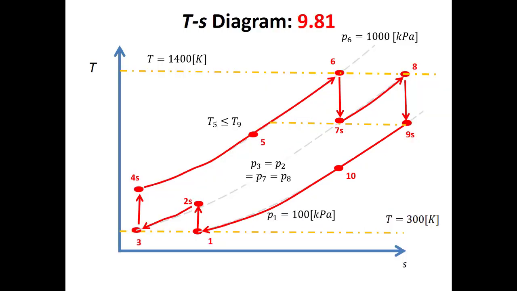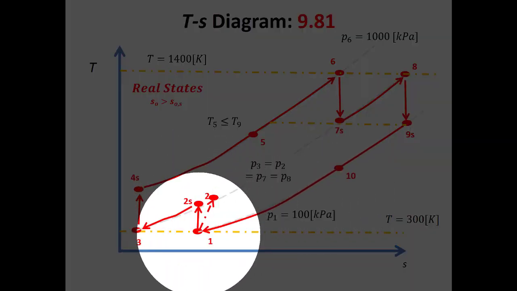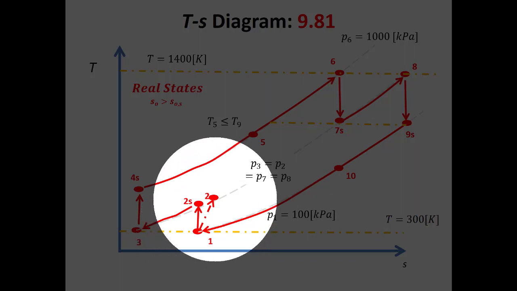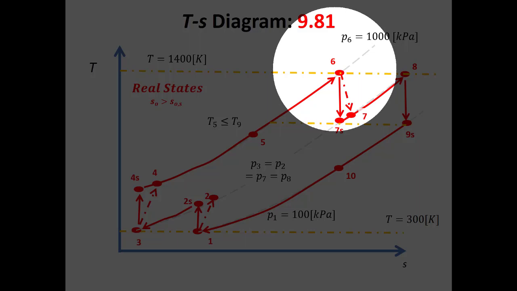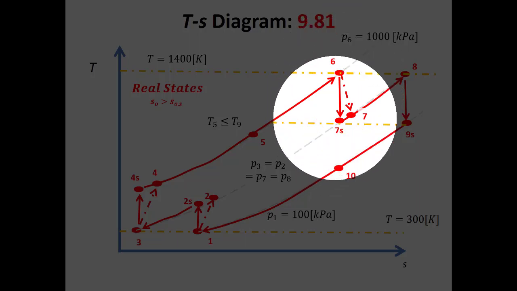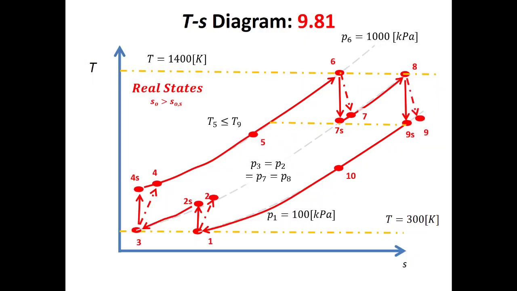We're almost done here, but we've only had ideal compressors and turbines so far, so we need to add the real states. In all of the real states, the specific entropy has to be bigger than the specific entropy from the ideal states, right? So in this first real compressor, we have the same pressure difference, but we're increasing the entropy through the real compressor. Same thing through the second compressor. Through the first real turbine, again we're decreasing the pressure between these two pressure lines, but S at 7 has to be bigger than S at 7S. Same thing with state 9.